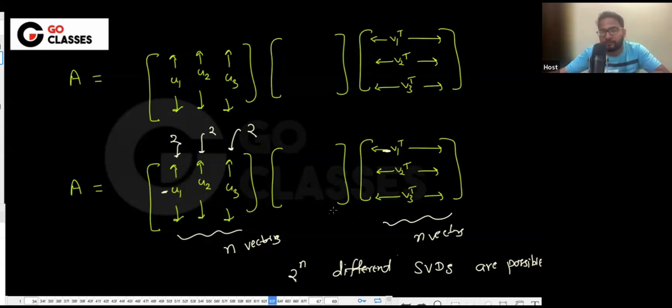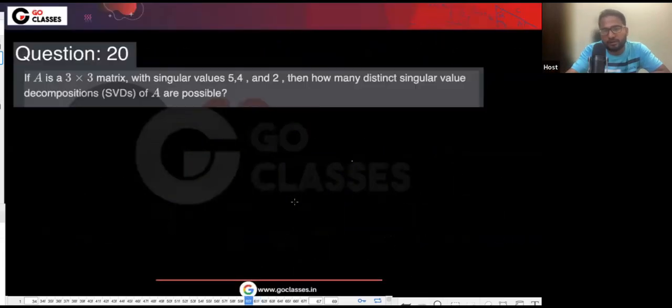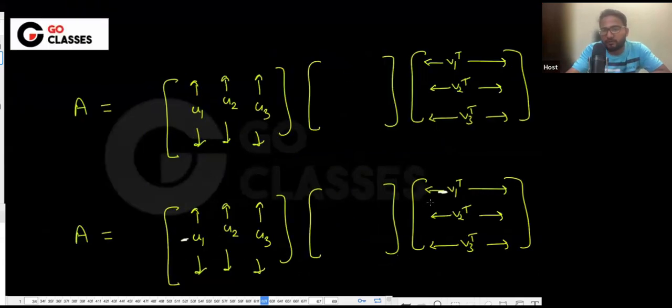Okay, cool. Now let's just solve this question. This question is actually now finished. So if 5, 4, 2 are the different distinct singular values, then how many SVDs are possible? 2 power 3, right? 8 SVDs. Okay. But there are different cases here also.